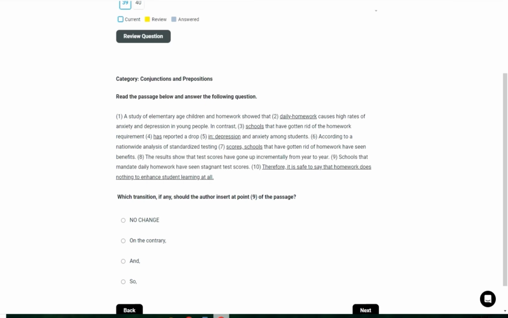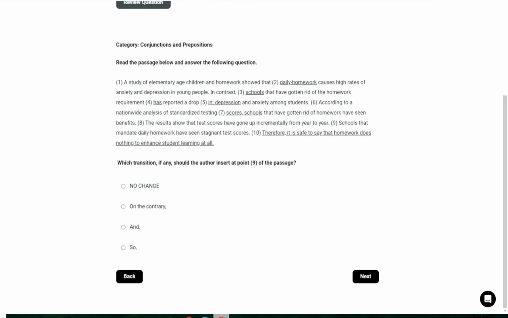The results show that the test scores have gone up incrementally from year to year. Okay, we have a 9 here. Schools that mandate daily homework have seen stagnant test scores. Which transition, if any, should the author insert at point 9 of the passage? All right, see what you guys get.